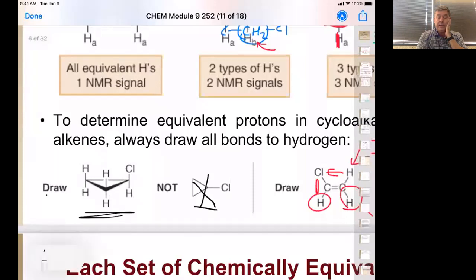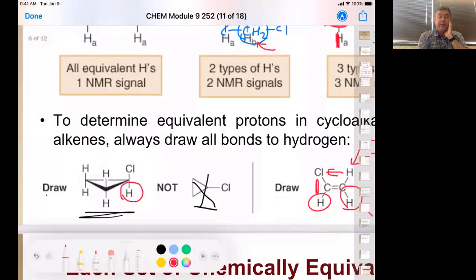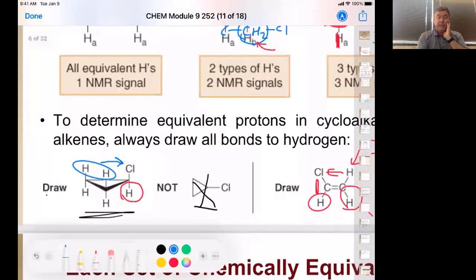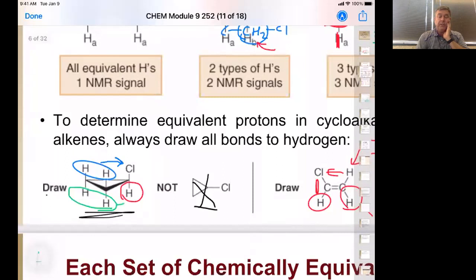But here you can see that you have this hydrogen's different than all the other ones because it's bonded to the one with the chlorine. These hydrogens are equivalent and they are influenced by being next to this chlorine. But that means these hydrogens are actually now different because they're only adjacent to a hydrogen. So by drawing it this way, we see we have three types of hydrogens in this small little molecule, okay?